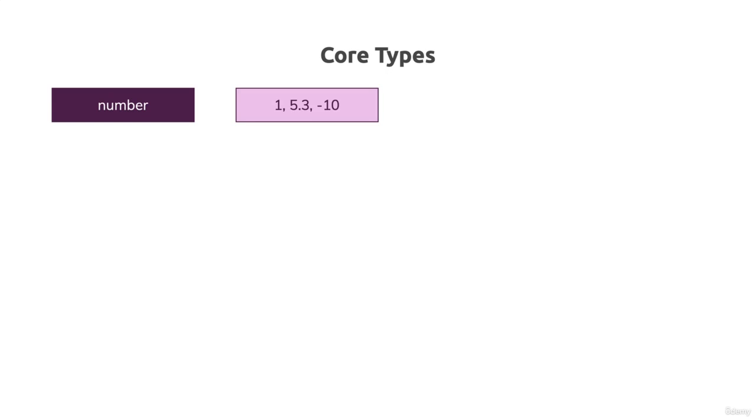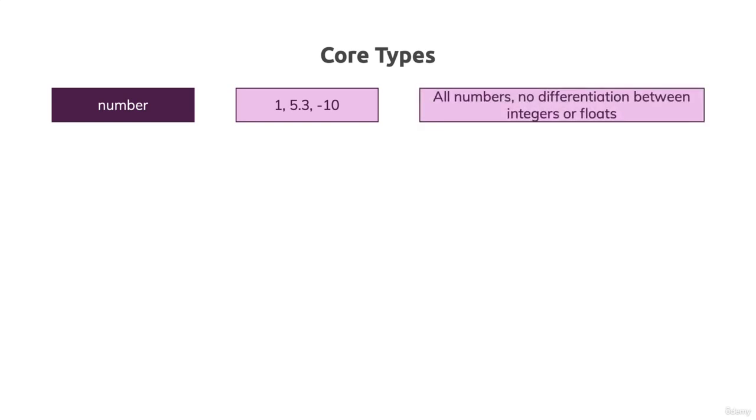One would be a number without a decimal place. 5.3 obviously is one with a decimal place. And all these values are of type number. Other programming languages have special integer types and float or double types. JavaScript doesn't have that, and TypeScript doesn't have it either. So we have the number type, which we know from JavaScript, also as a type in TypeScript.